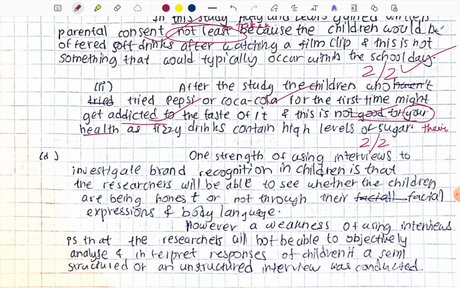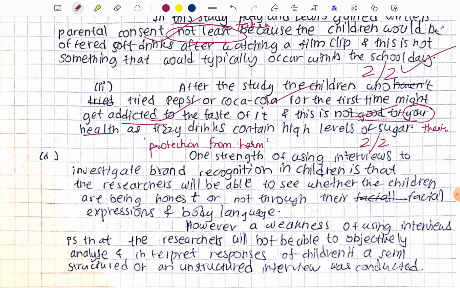Though one recommendation I would make is, whenever it comes to an ethics question, try your best to specify the ethical guideline that you are addressing in your answer. Here the ethical guideline is protection from harm. This is causing harm to children, getting them addicted, it's physical harm to their body. Because in future if they consume soft drinks, it's going to affect their health. So this all has to do with protection from harm.